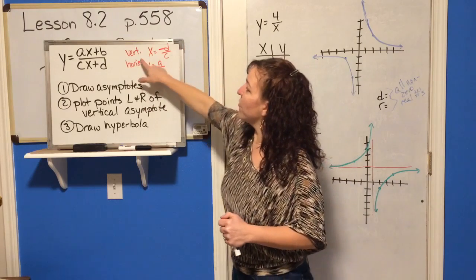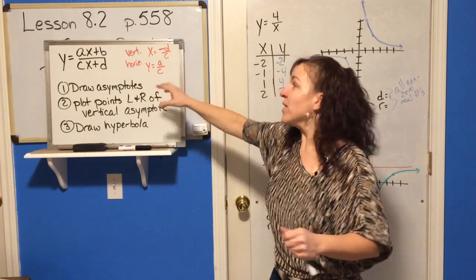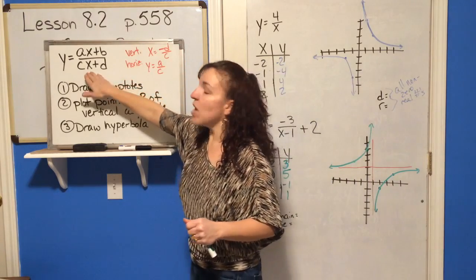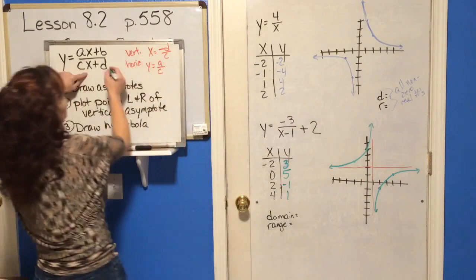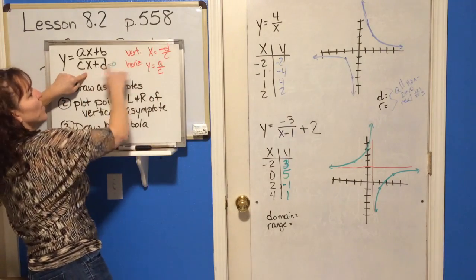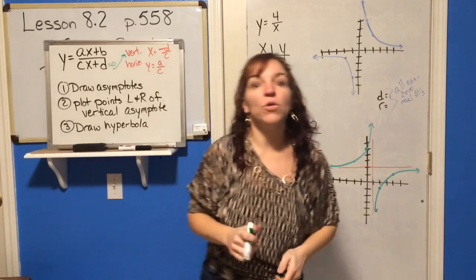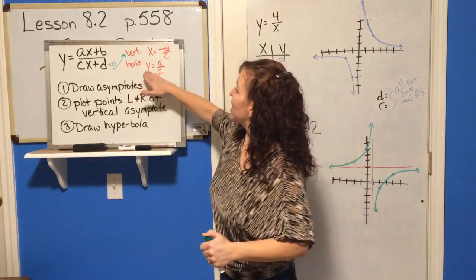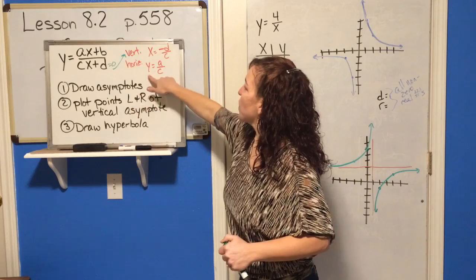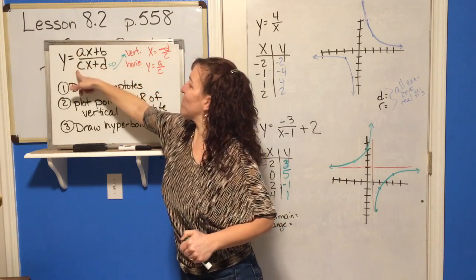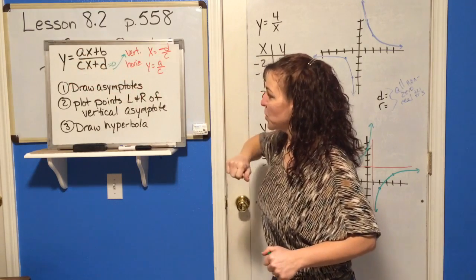The vertical asymptote is going to be where x equals -d over c. If you don't remember that one, your vertical asymptote is where your denominator equals 0. Because if you were to set this equal to 0 and solve, you're going to end up with -d divided by c, which is right here. So if you forget that one, you can come up with it. Your horizontal asymptote is where y equals a divided by c. So the constants in front of your x terms give your horizontal asymptote.